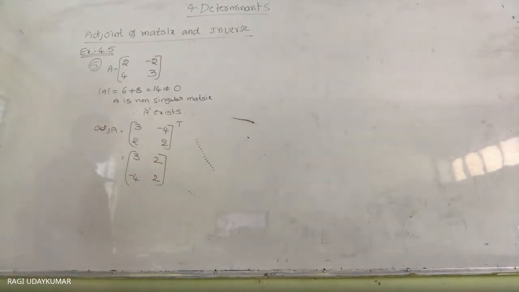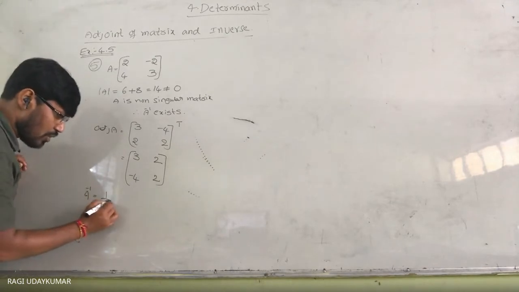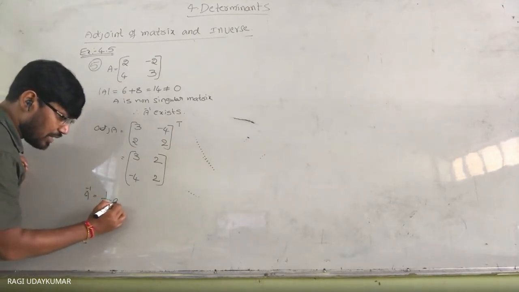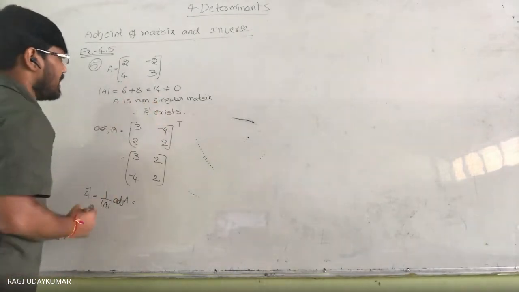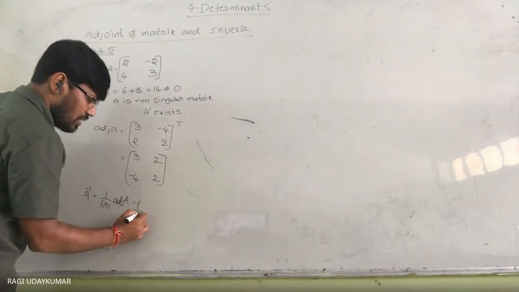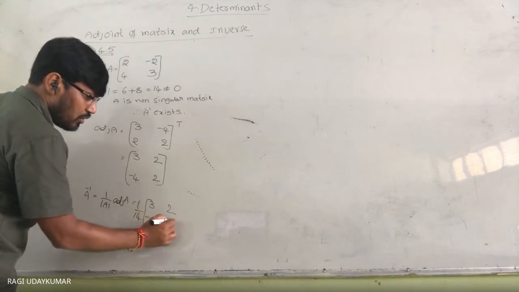This is the adjoint. Now A inverse is equal to 1 by det A into adjoint of A. Determinant of A is what here? 14. So 1 by 14 into 3, 2, minus 4, 2.